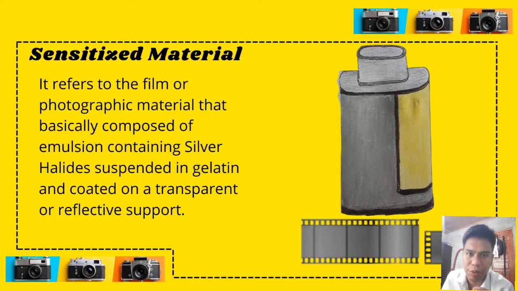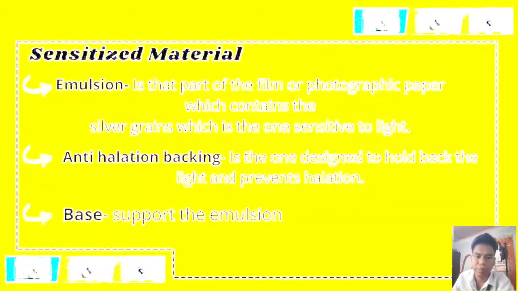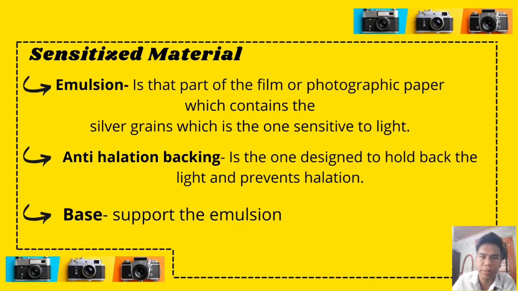Why is the emulsion sensitive to light? Because emulsion contains a chemical called silver halides. That is why it is said to be sensitive to light. That's emulsion. So in sensitized materials, you have emulsion, anti-halation backing, and base support. Emulsion, as we said earlier, contains silver halides or silver grains. That is why it becomes sensitive to light.